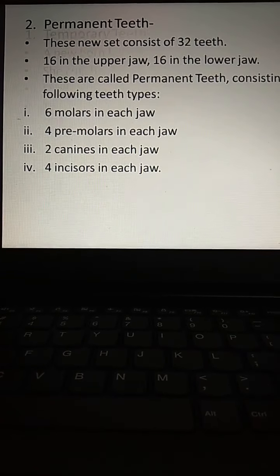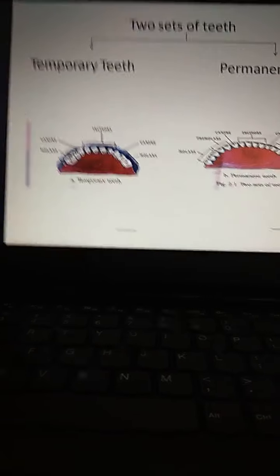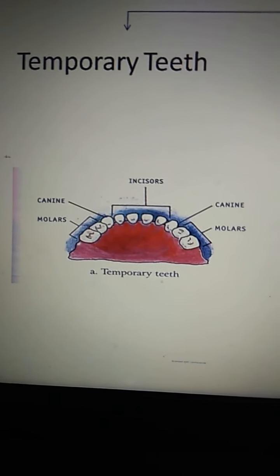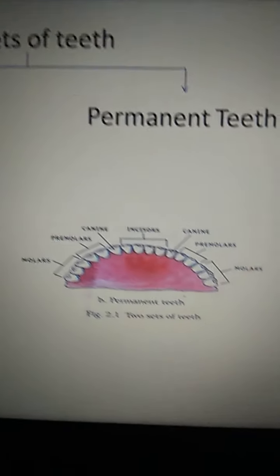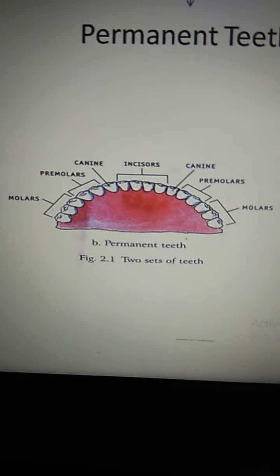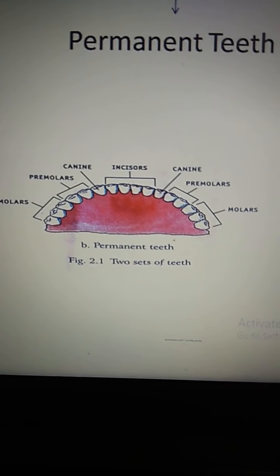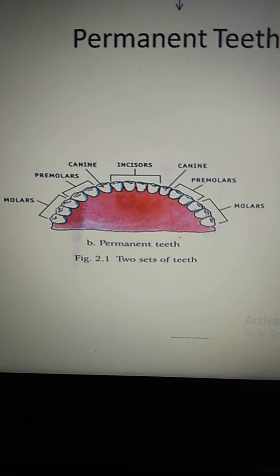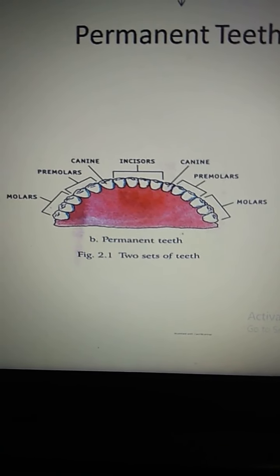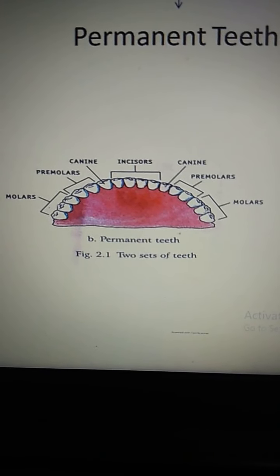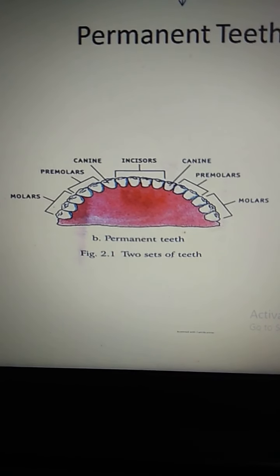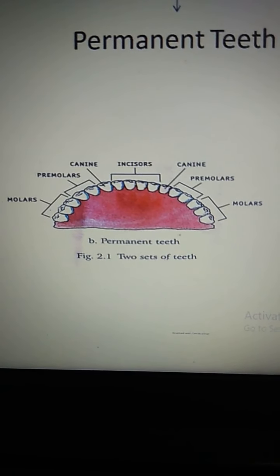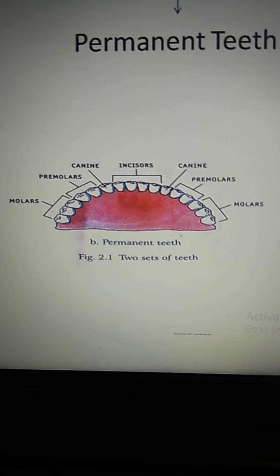Now students, whenever you get the time, draw this figure. Again I will show you these temporary teeth and these permanent teeth in any of your books. Try to remember this figure and these words also. In the next video I will explain the functions of molars, canines and incisors, so it will become easier for you.